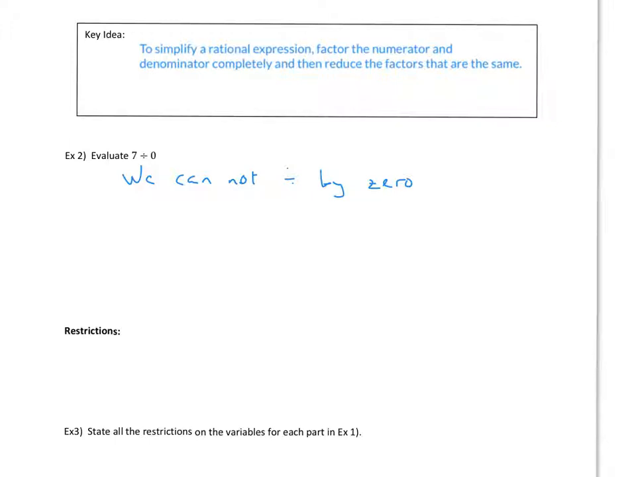So for example, if I had 7 divided by x, that's going to work as long as x is not equal to 0. So our restriction is x cannot equal, so an equal sign with a line through it, cannot equal 0. So our restriction is any value of x that would make the denominator equal to 0 has to become a restriction.